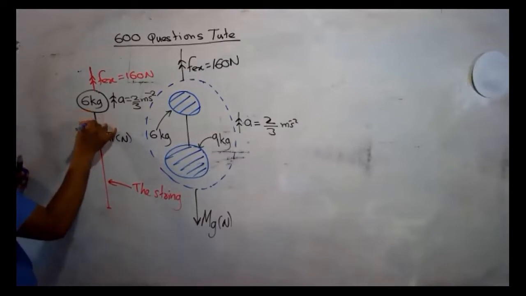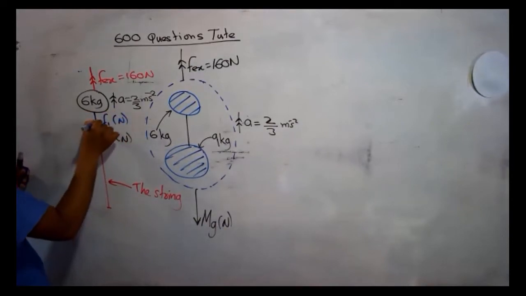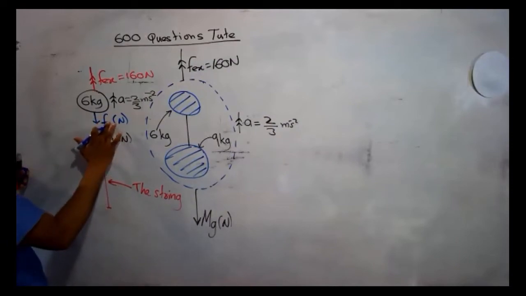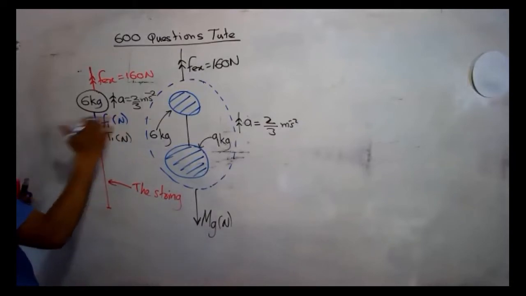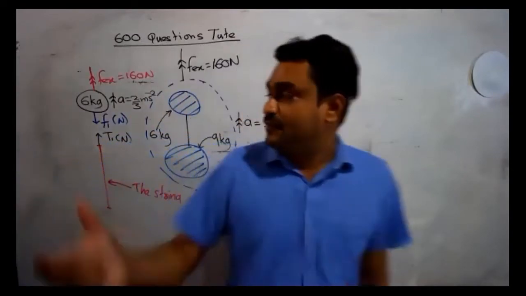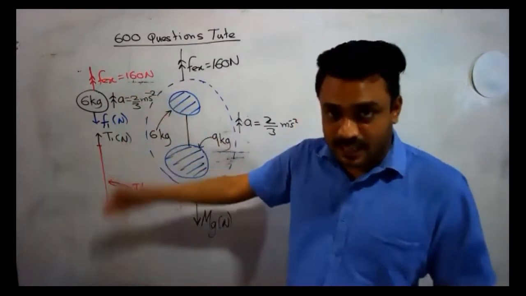Let me mark it as F1. So this F1 and T1 are equal in magnitude, opposite in direction. They are the forces explained by Newton's third law of motion. Action force, reaction force. Okay? After you have drawn the figures, I'll give you a further description.